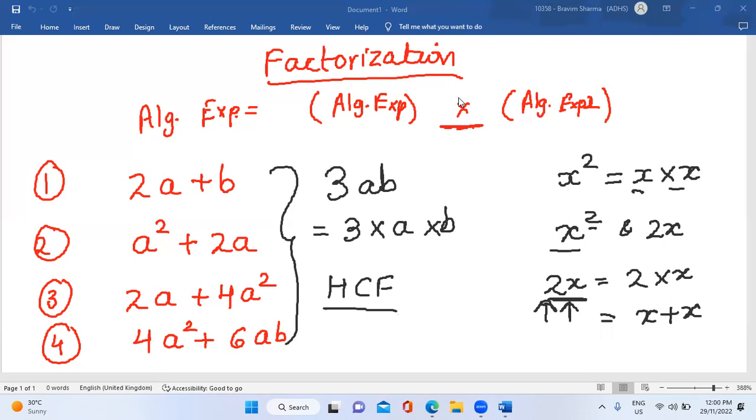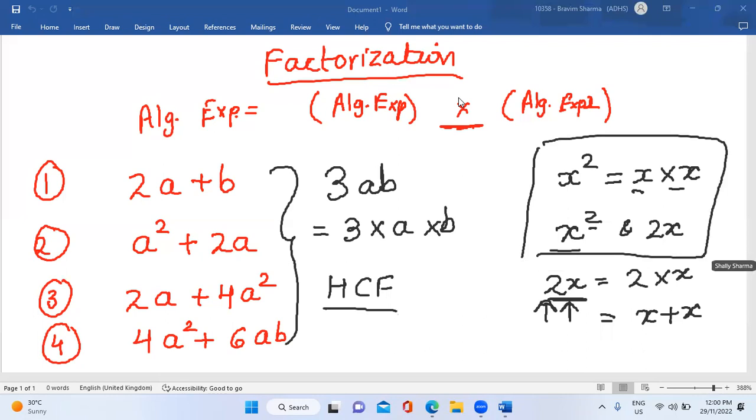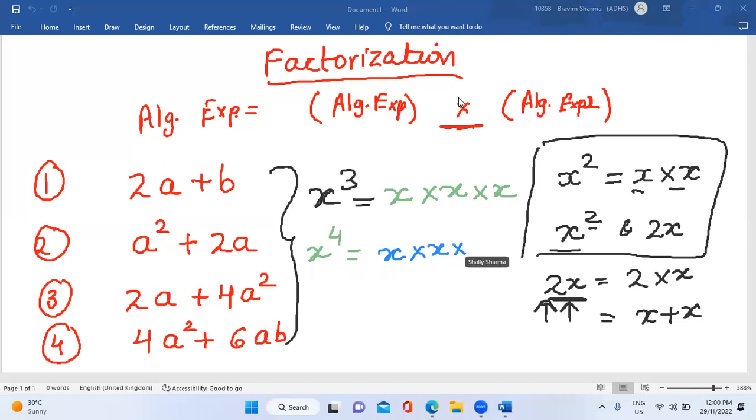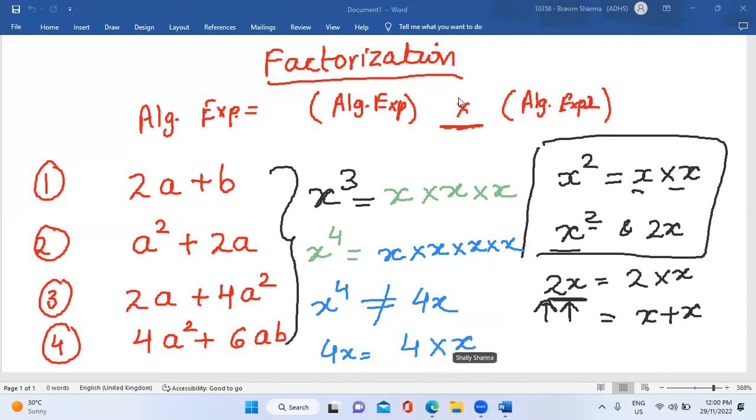And also these two parts are very important. You should know that if we have x cubed, its meaning is x multiplied by x multiplied by x. We must know the meaning of x to the power 4. Its meaning is x times x times x times x, and x to the power 4 is not equal to 4x. 4x means 4 is multiplied by x.